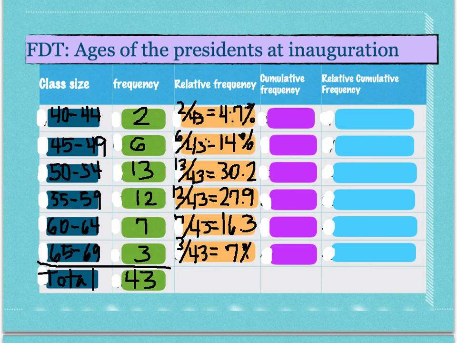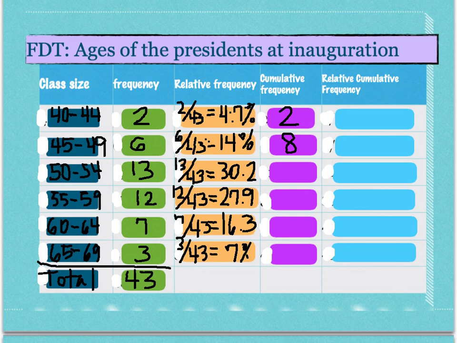Alright, the next column is our new thing for today, the cumulative frequency. To do that one, in your first class, your frequency will always be the same as it was to begin with. So we have a 2 frequency there. For the following class, you're going to add that class to the one above it. So 6 plus 2, that would be 8.